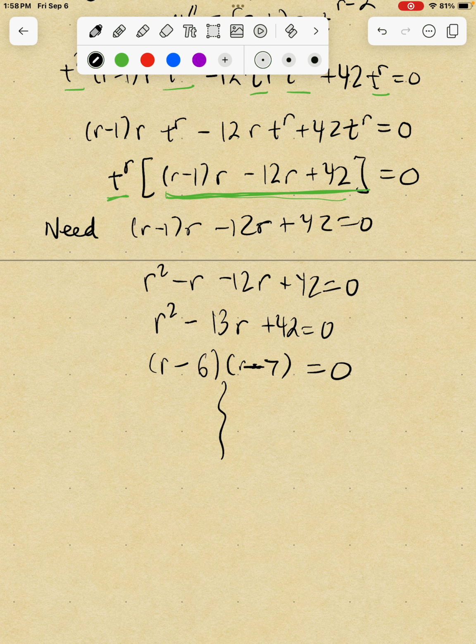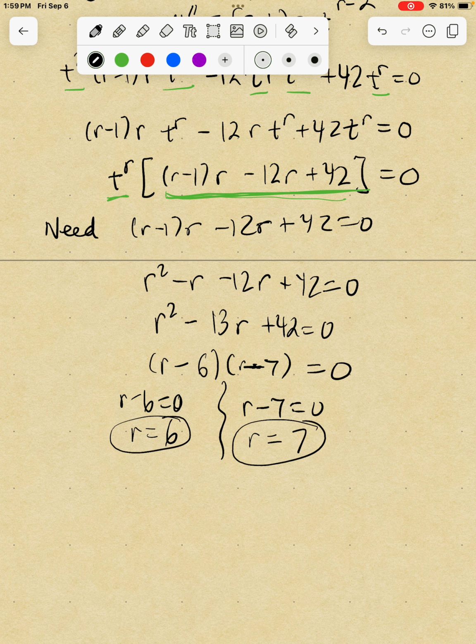And so you have a product equal to 0, so r minus 6 is equal to 0, or r minus 7 is equal to 0. The first one tells you r is 6, the second one tells you r is 7. So these two are your values of r.